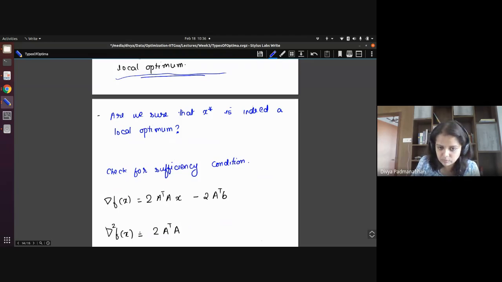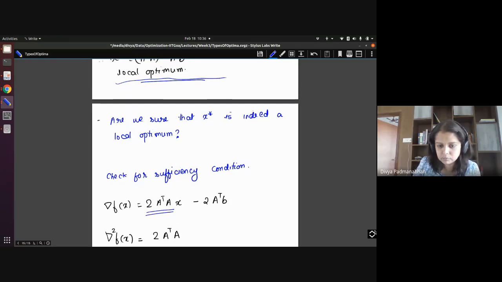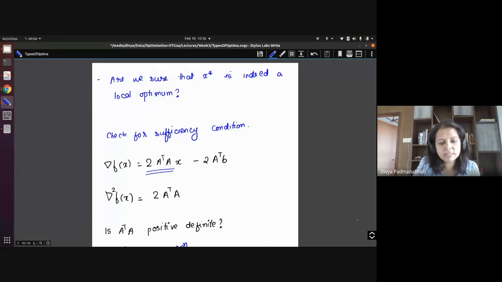So that is going to give you just this part. Okay, so it's just going to give you 2A transpose A. Now if this matrix is positive definite, then you're sure that the x star thus computed is a local optimum. It's a local minimum, to be more precise. Okay, so is this really the case?